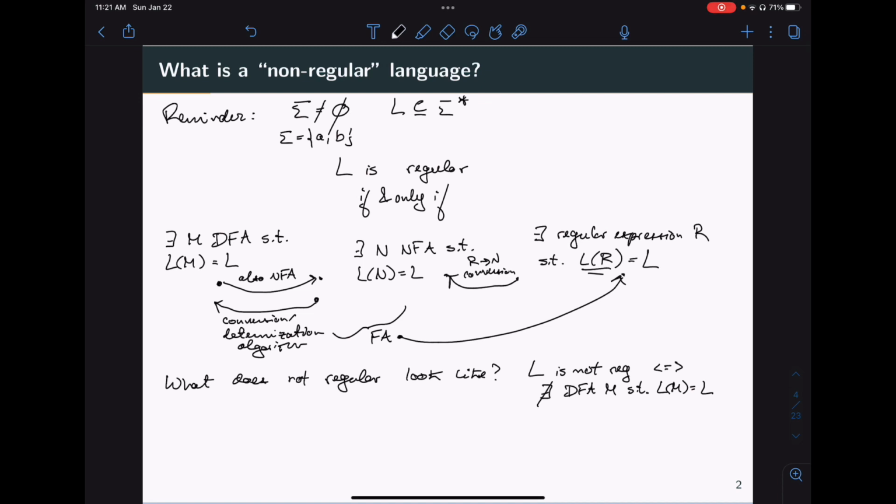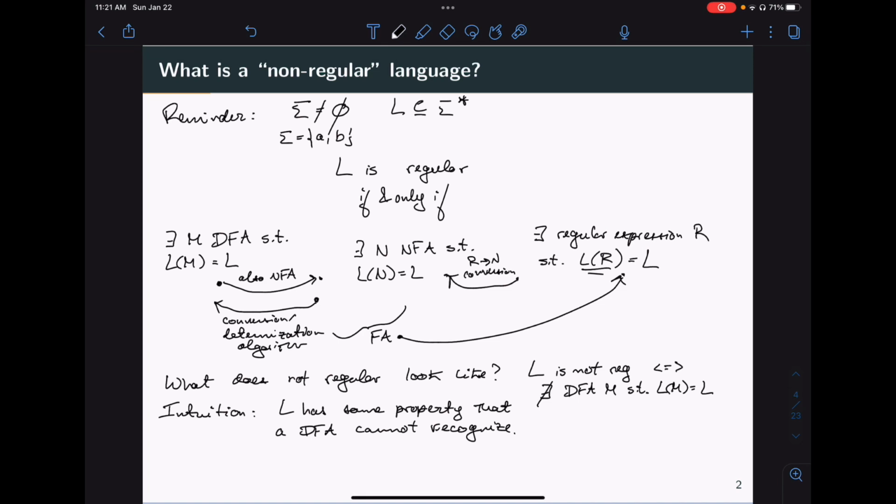So what this means intuitively is that L has some characteristic that cannot be recognized by a DFA. The intuition you should think of is that L has some intrinsic property that a DFA cannot recognize.